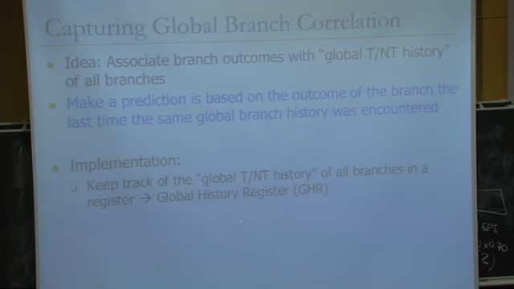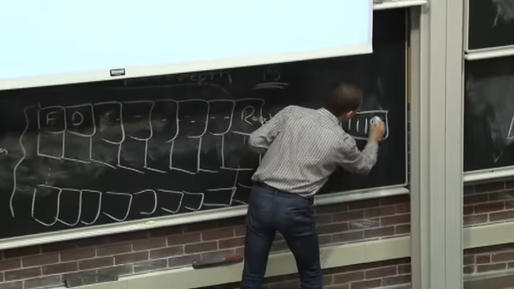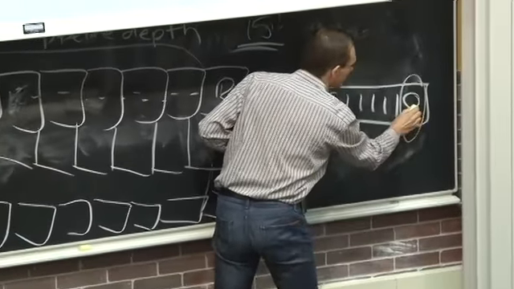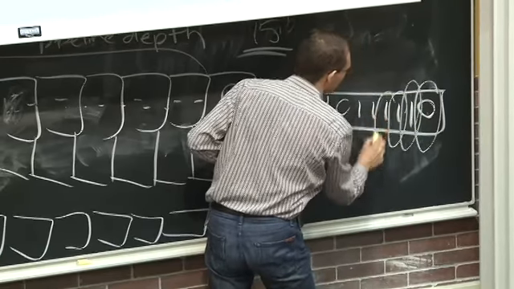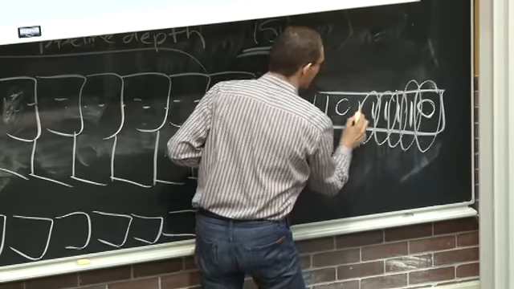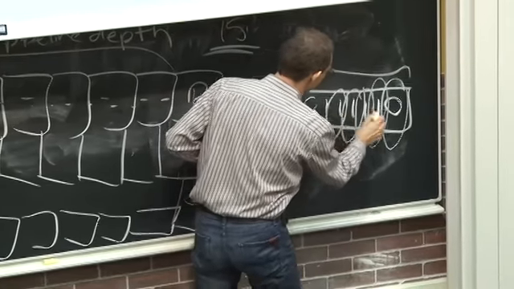So basically you keep track of the global history of all branches in a register, taken, not taken history, and you can encode the taken, not taken history with ones and zeros. 1, 0, 1, 1, 1, 1, 1, 0. Last seen branch was not taken. The previously seen branch was taken. Previously seen branch taken, and so on.